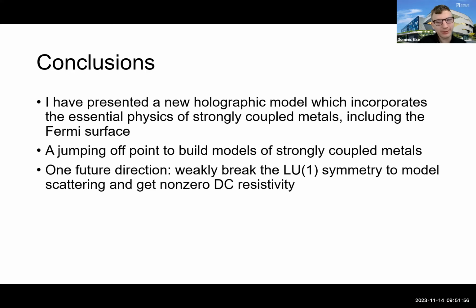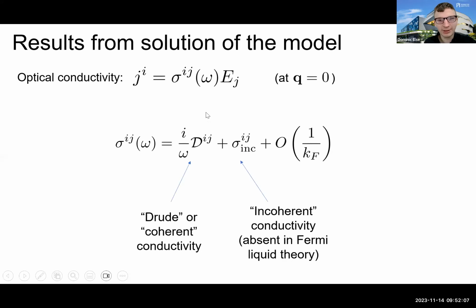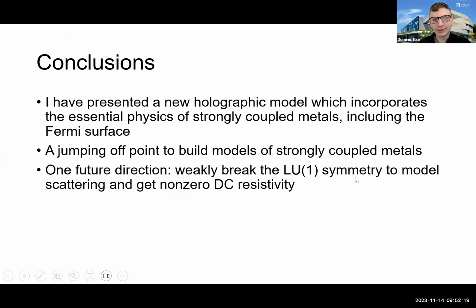One particular direction which I'm interested in is that I said this LU1 symmetry is emergent, so it can be broken by irrelevant operators. The DC conductivity of this system is infinite, as you can see if you set m equals 0, which is saying that the DC resistivity is 0. That's because it's protected by the conserved quantities. But if you break these conserved quantities, maybe by irrelevant operators or something, then you can get non-zero DC resistivity, and then you can model transport and things like that. That's one direction I would like to explore more.